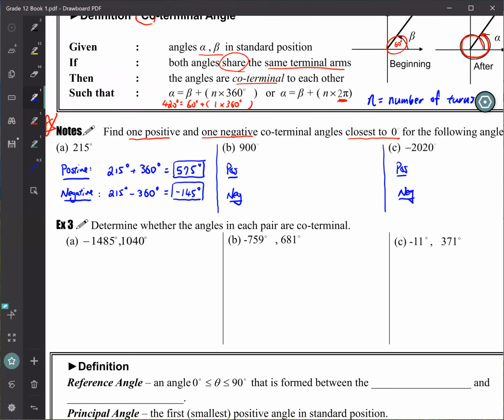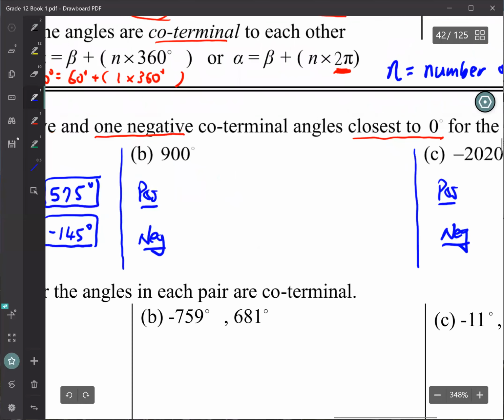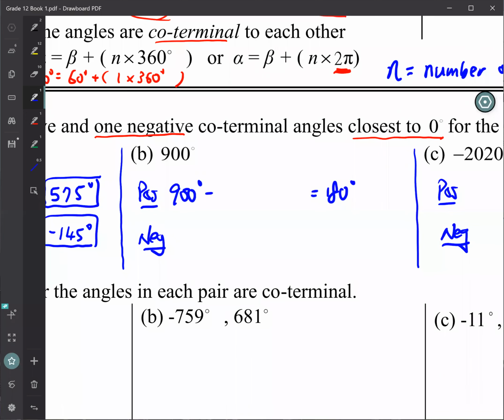Okay, let's get an answer for B. Ray, what do you have for positive coterminal for 900? I got 180. What did you do to get 180? I just subtracted 360. How many times? Twice. That's not a lot. 2 circles, right? So 2 times 360, so minus 720. Yeah, that's 180.